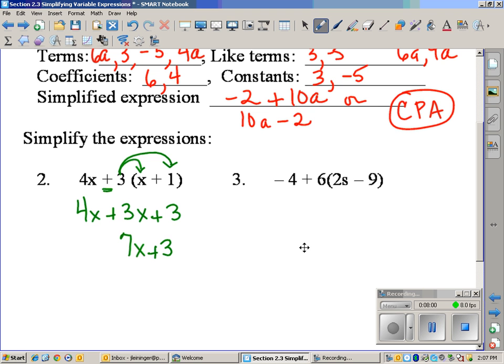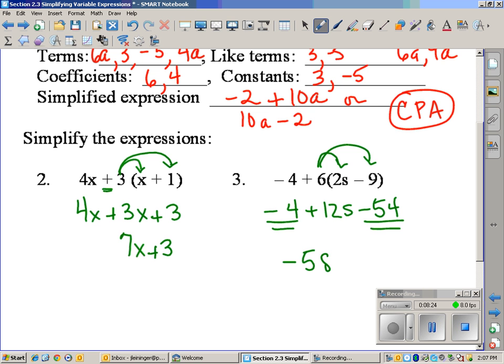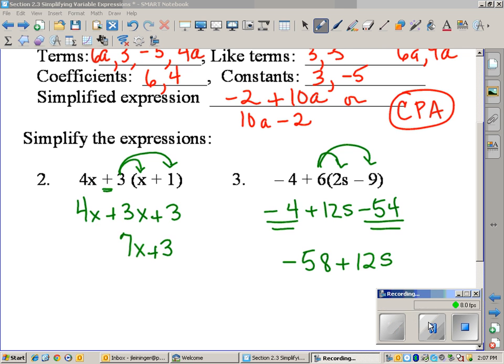Let's do number 3 together. I see distribution. I'm going to bring the negative 4 down. I'm going to write this as 12s. A positive 6 times a negative 9 is a negative 54. Now, all I see that I can combine are some numbers. I've got a negative 54 and a negative 4. That combines to negative 58 plus 12s. And now I'm finished with that problem.